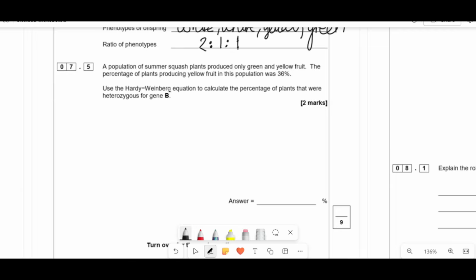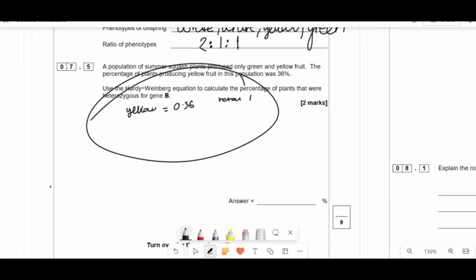A population of summer squash plants produce only green and yellow fruit. The percentage of the fruits that were yellow was 36%. So I'm going to write down the yellow, its proportion was 36% or 0.36. The total is 1. It says here, use the Hardy-Weinberg equation to calculate the percentage that were heterozygous for gene B. So we need to figure out what's going to make yellow.